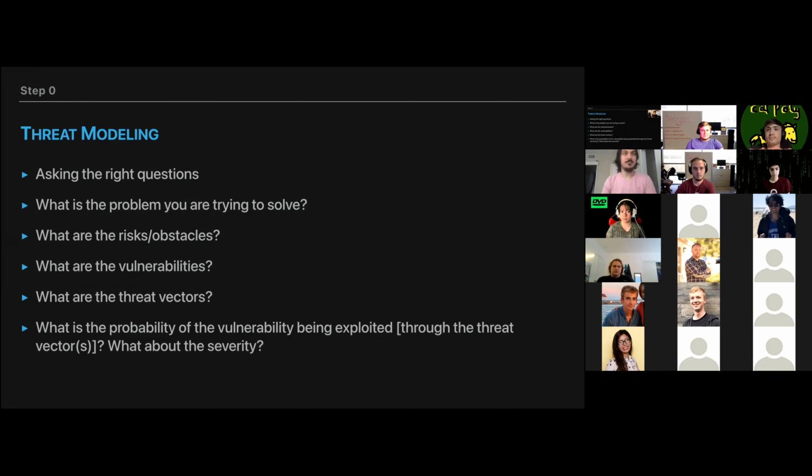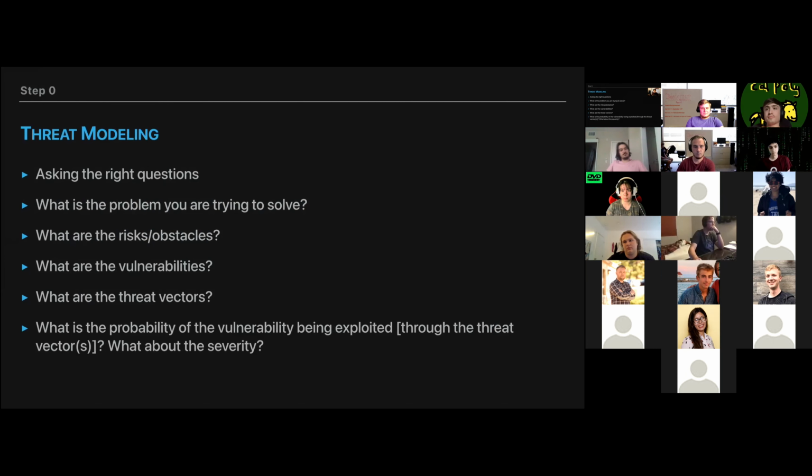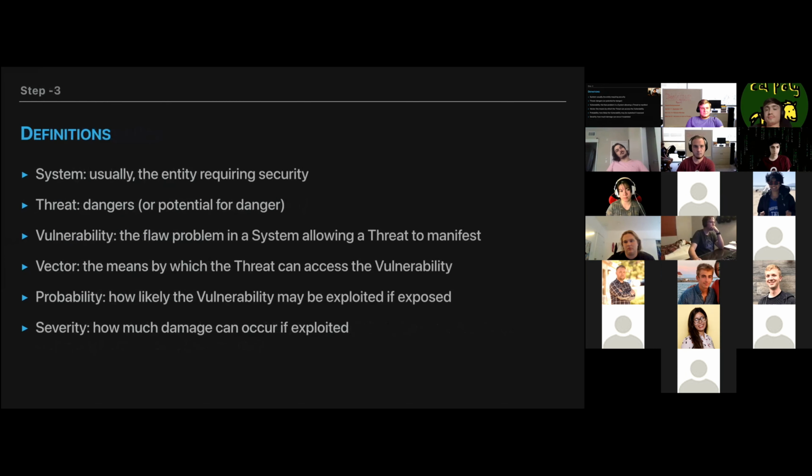Next, what are the risks associated with trying to achieve that goal? And then stuff like what are the vulnerabilities in the system? What are the threat vectors? And then finally, what's the probability of the vulnerability being exploited through that threat vector? And if it's exploited, what's the impact, as in severity? Yeah, so that's kind of a lot. So hopefully I explain it a bit better in the next slide. And these are the definitions that I will be using moving forward for the rest of the talk.